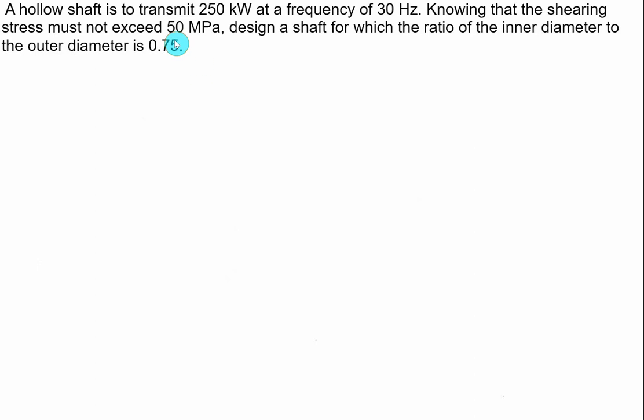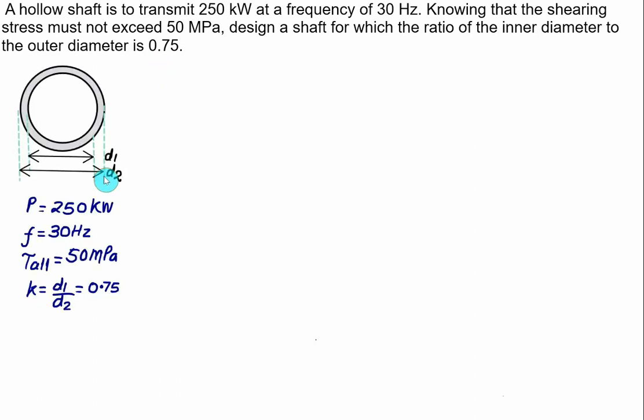A hollow shaft is to transmit 250 kilowatt at a frequency of 30 Hz. Knowing that the shearing stresses must not exceed 50 megapascal, design a shaft for which the ratio of the inner diameter to outer diameter, that is the value of K, is given as 0.75.